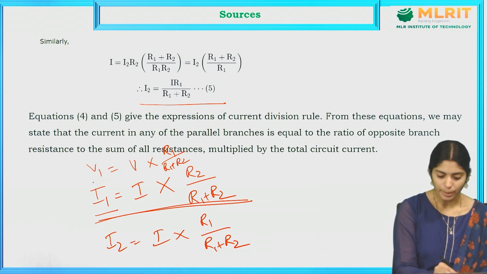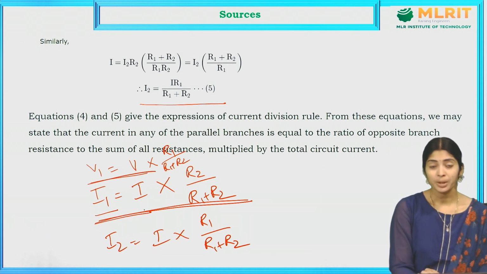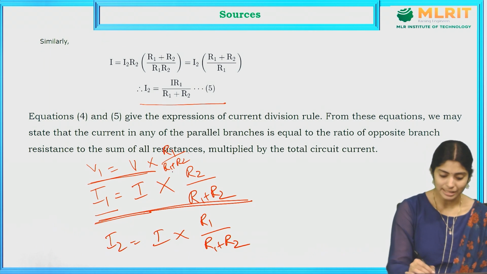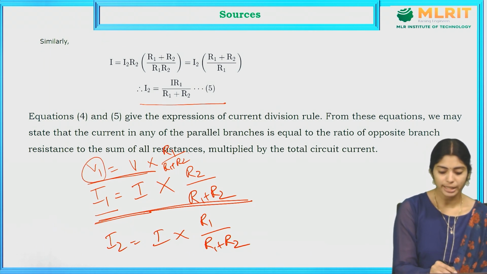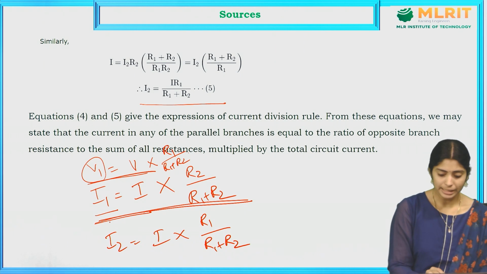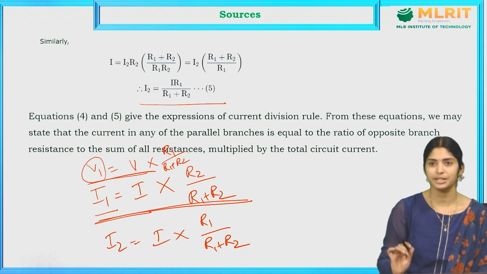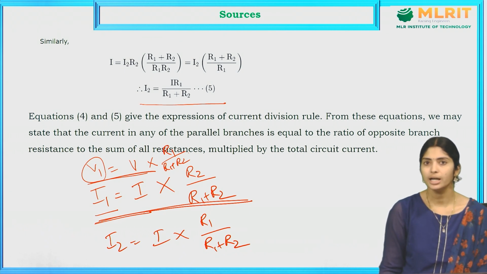Voltage division rule completely deals with voltages, current division rule completely deals with current. But while coming across the resistances, in the voltage division rule, we write the same value of resistance, but in the current division rule, we write the opposite value of resistance. So that is the difference between the voltage division rule and current division rule.